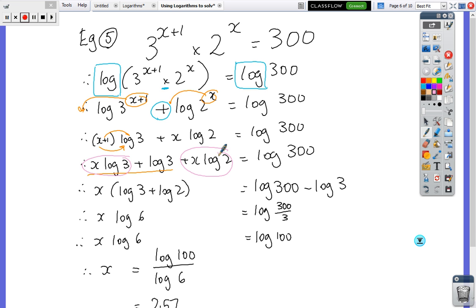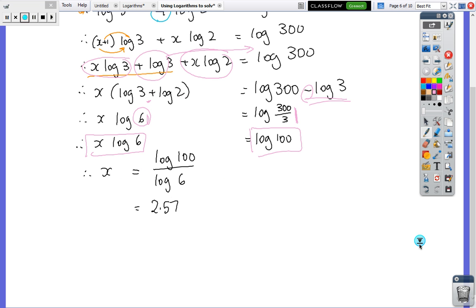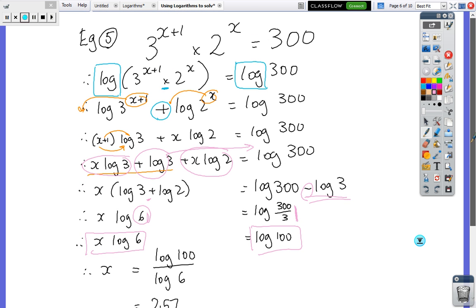Then to get this log 3 to go away, I've just subtracted on the other side, and then notice we've got a minus, which means you've got a divide, and over here notice I've got a plus, so I have a multiply. So I end up with x log 6 equals log 100, and so it's just log 100 over log 6, which on your calculator is 2.57. So again, it's getting harder, but that's the level we're looking at.